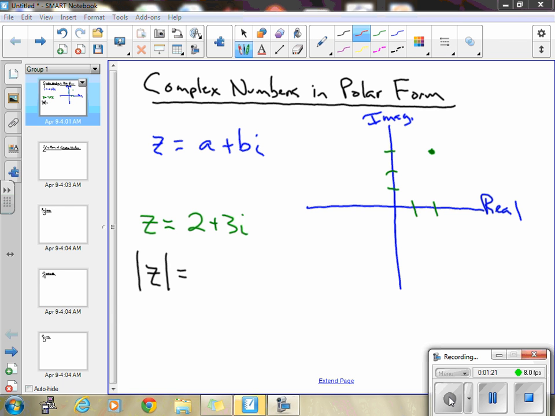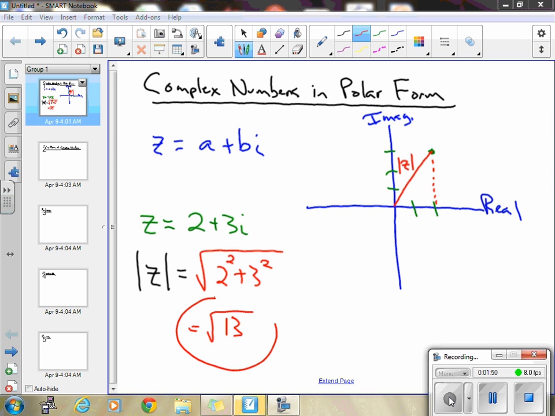In this case, the absolute value for real numbers means nothing more than how far is that number from the origin. So we're going to take advantage of the Pythagorean theorem. We can make a little right triangle out of this. So in order to find the absolute value of z, we are going to do the square root of 2 squared plus 3 squared. And we are going to get the square root of 4 plus 9, or radical 13. If it would simplify, we would go ahead and simplify it, but that number does not simplify.